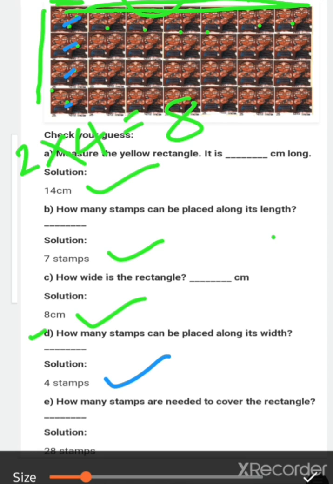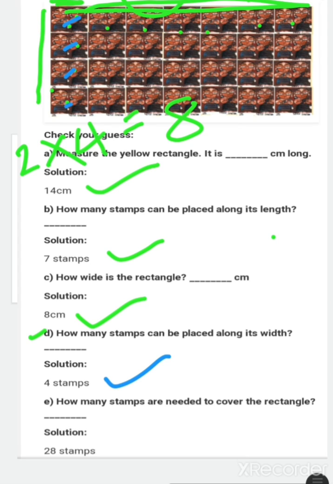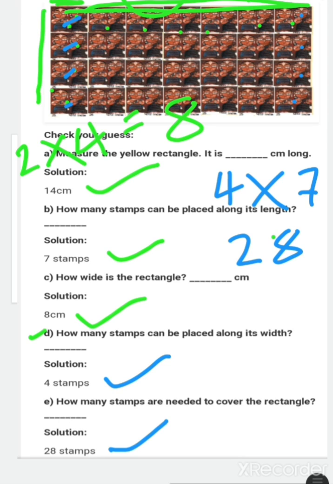Now how many stems are needed to cover the rectangle? Just count them. You will get 28. 1, 2, 3, 4 on one side and 7 on the other side. You can say 7 multiplied by 4 or 4 multiplied by 7, 28. Or just by counting the number of stems, you can write the answer.